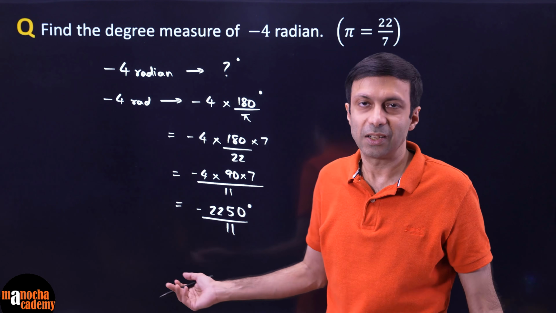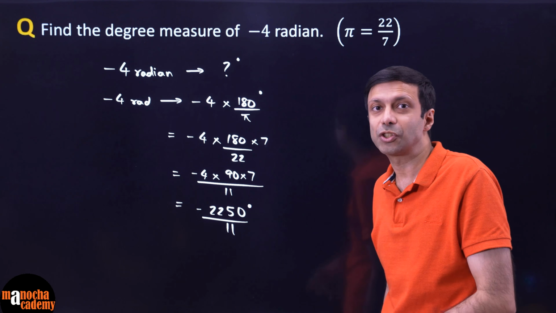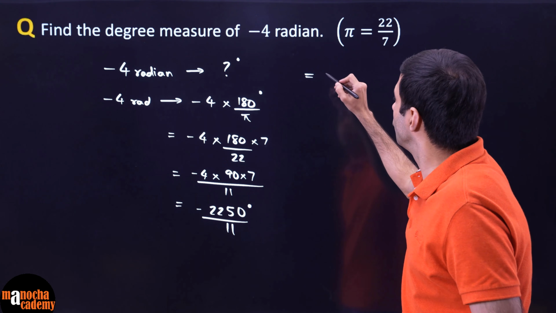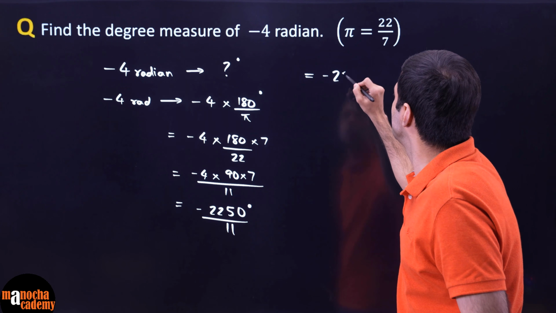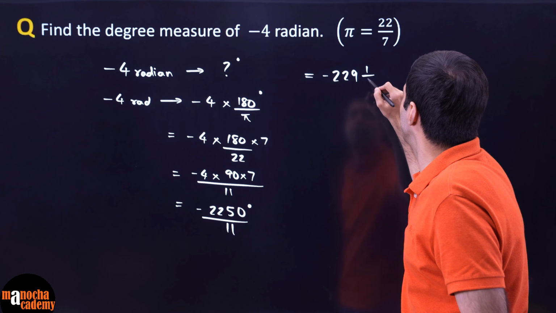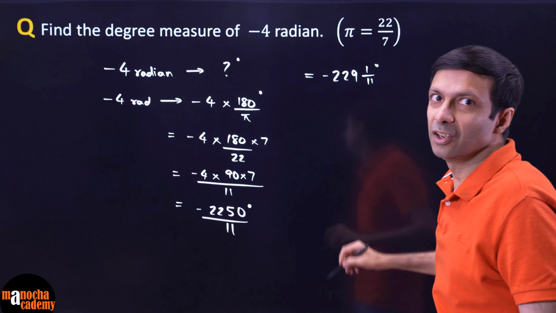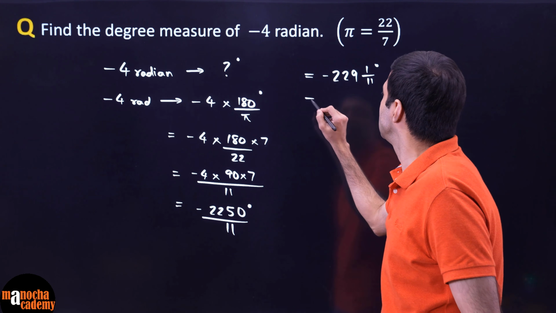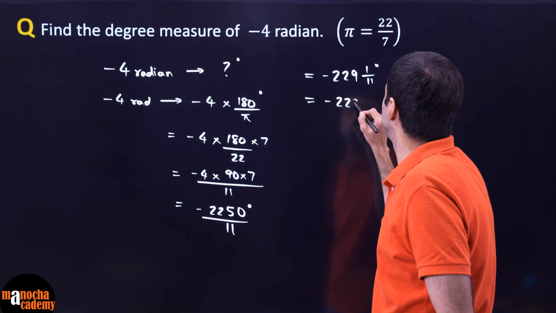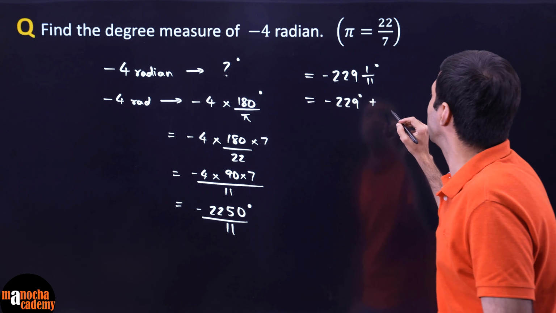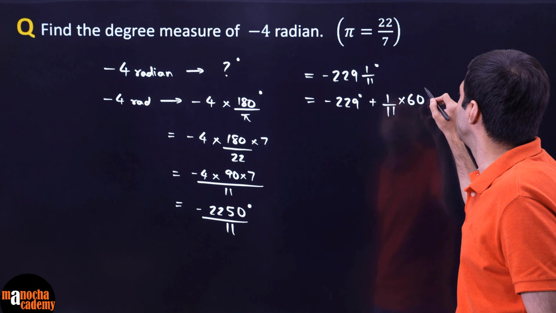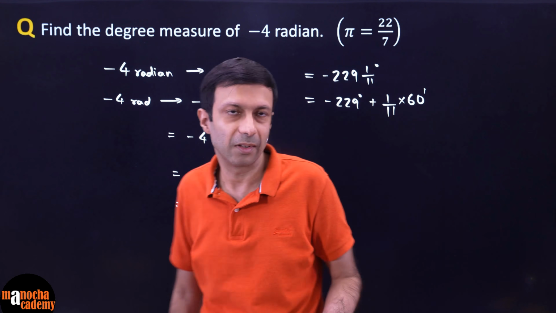Obviously, we can't leave the answer like this. So first change it to a mixed fraction and see if we need to convert it into minutes and seconds. So if you do this calculation, you're going to get -229 1 by 11 degrees. So this 1 by 11, we need to change it into minutes and seconds. So this is easy to do because this is nothing but -229 degrees plus 1 by 11th, I'm going to convert it into minutes by multiplying by 60, right?